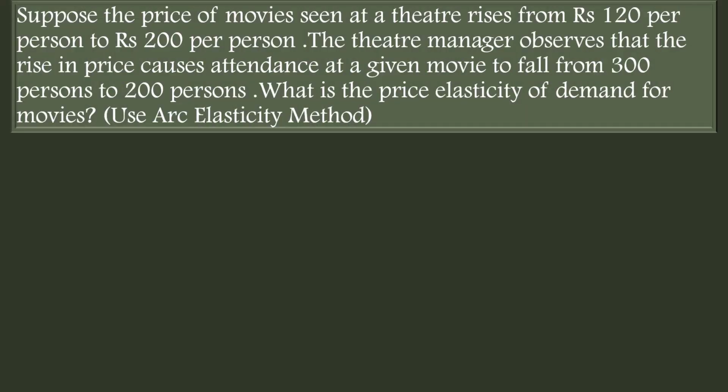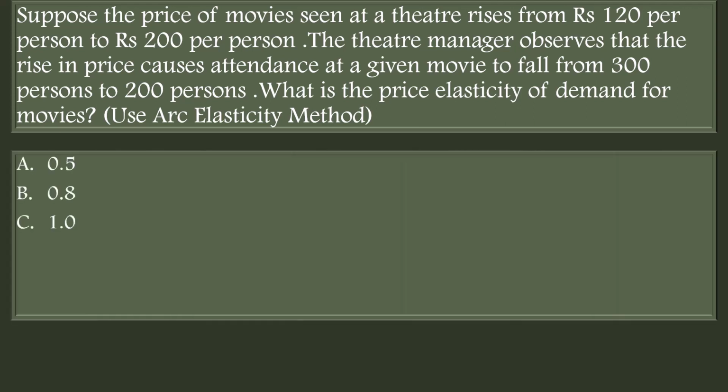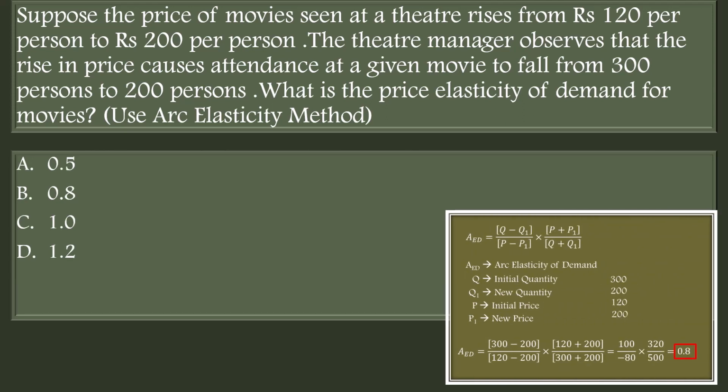Second question. Suppose the price of movies seen at a theatre rises from 120 rupees per person to 200 rupees per person. The theatre manager observes that the rise in price causes attendance at a given movie to fall from 300 persons to 200 persons. What is the price elasticity of demand for the movies? Use arc elasticity method. Options. A. 0.5, B. 0.8, C. 1, D. 1.2.